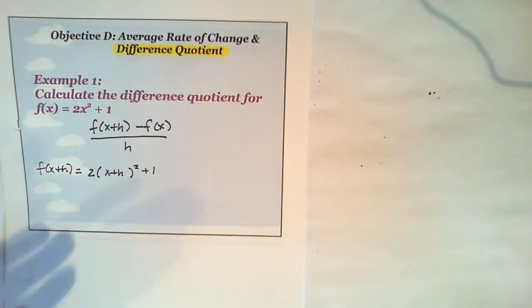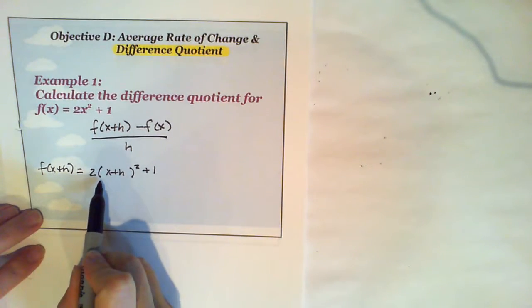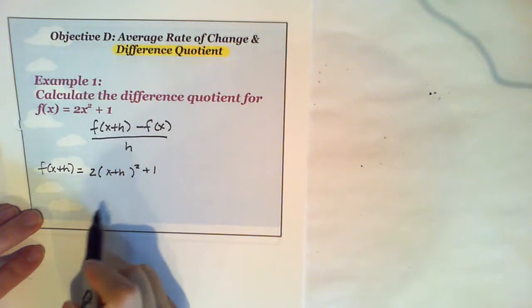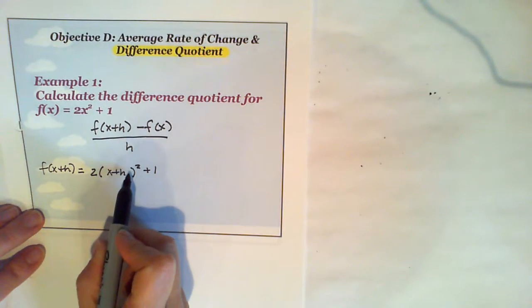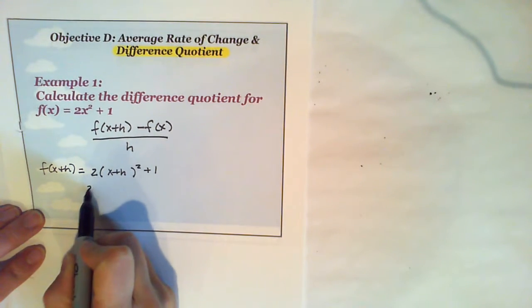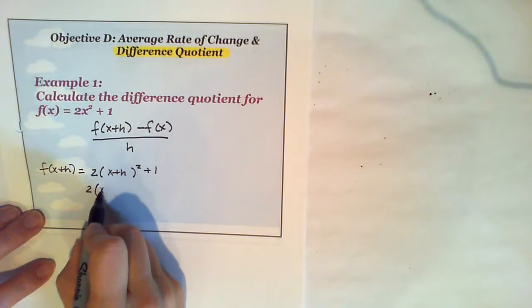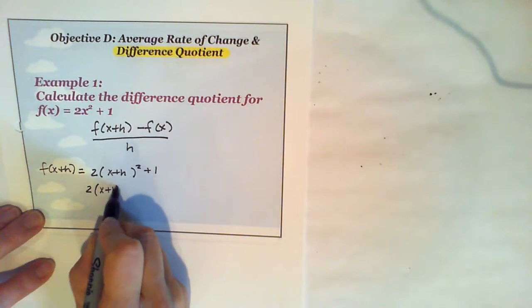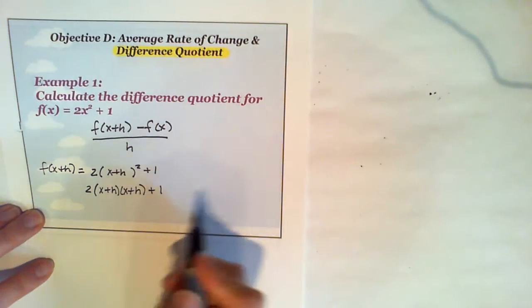So if I just do f of x plus h first, I want to remind you that when you square a binomial, you have to FOIL. So you can't distribute it. You got to do order of operations. You got to do what's in the parentheses and then exponents before you multiply. So I'm going to have 2 times, I have to FOIL this. So this is x plus h times x plus h. That's another way of writing it, if that helps you remember.